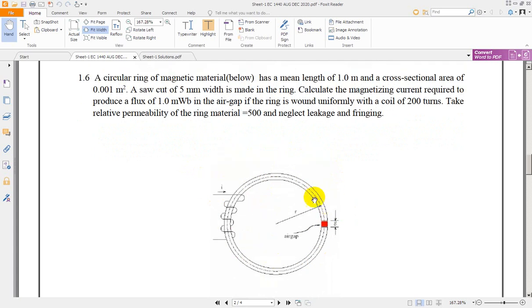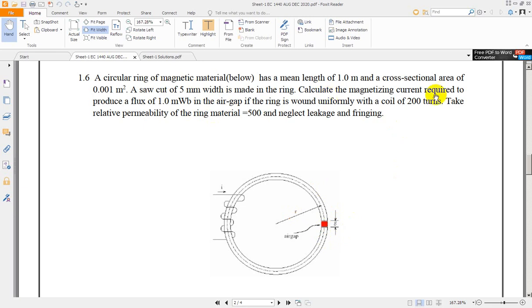Whose cross-sectional area is 0.001 meter square, and the mean length of the complete ring is 1 meter. Now if we cut this by taking a saw, saw cut means we are cutting this ring with the help of a saw. When we cut, there exists some gap, and this air gap is of 5 mm.